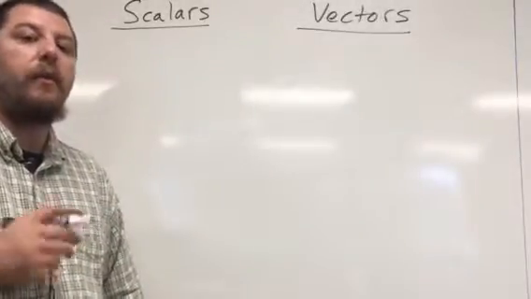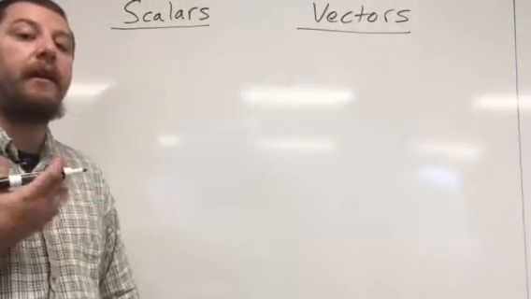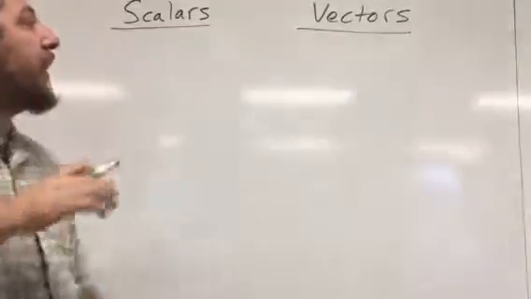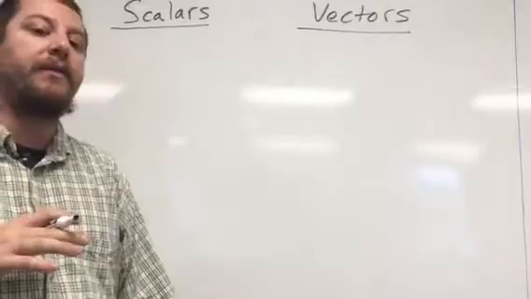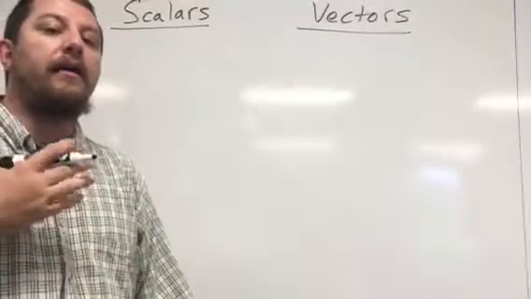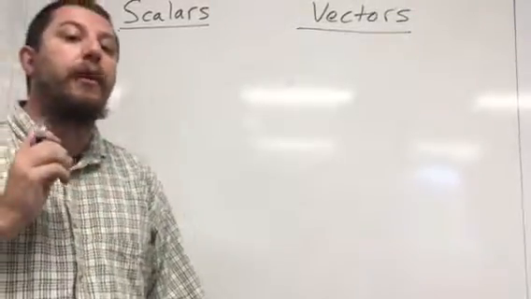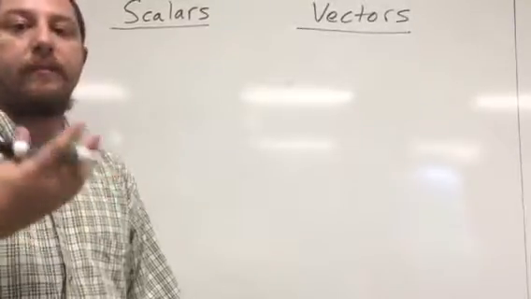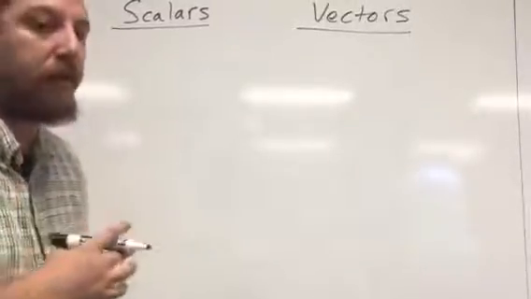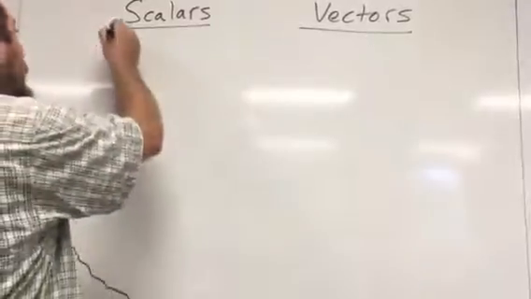In this video, we want to differentiate between what we call scalars and vectors. These are two different classes of objects that we use in physics, and they have very specific meanings. So a scalar is simply a quantity or an object with magnitude. Okay, it's a measurement with magnitude.